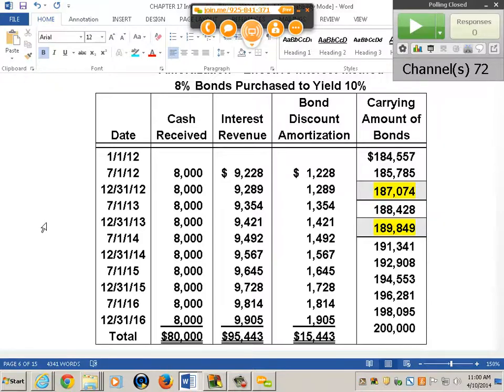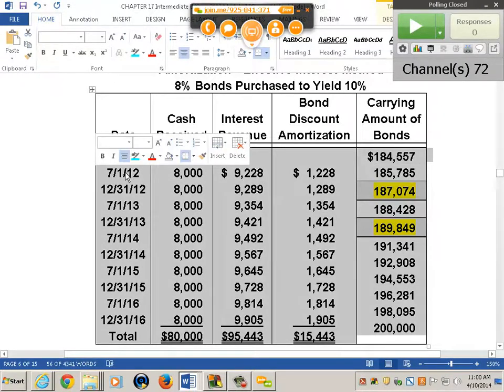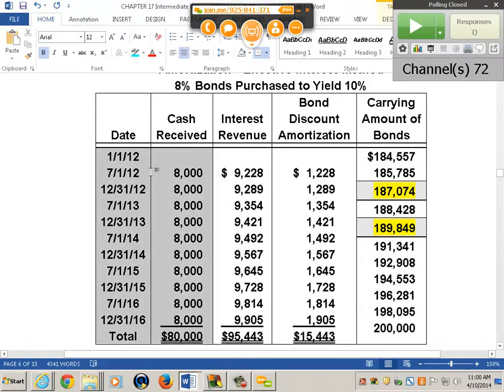So just to refresh your memory, in the first period, on the date the bonds are issued, obviously there's no interest. On July 1, which is the first interest period, you're going to wind up with cash interest. It's always going to be semi-annual, so it's 4% of the face value. So 4% multiplied by the face value, or 8,000.